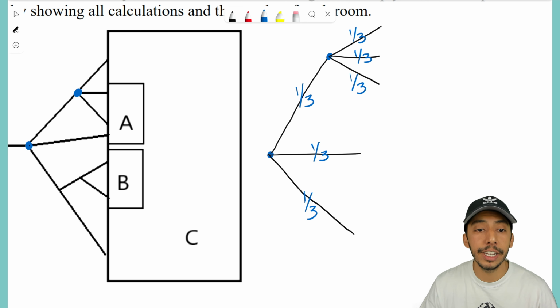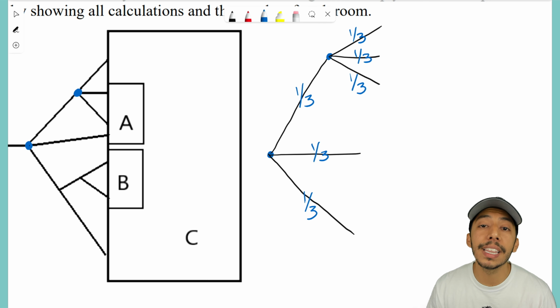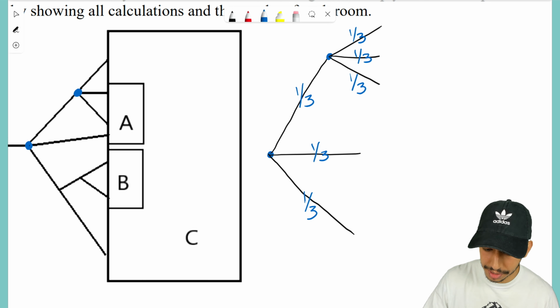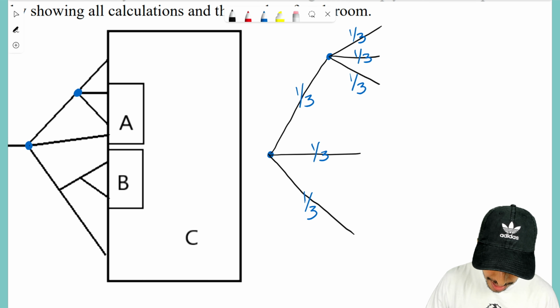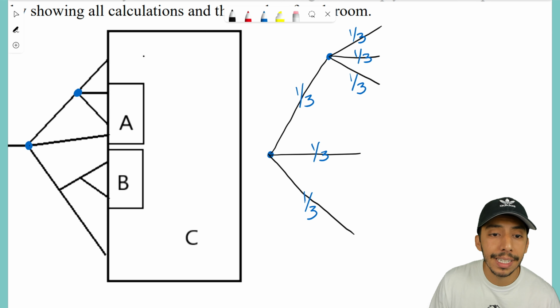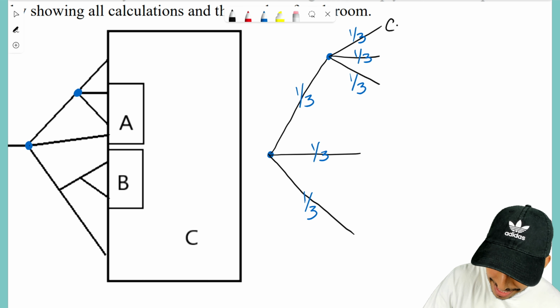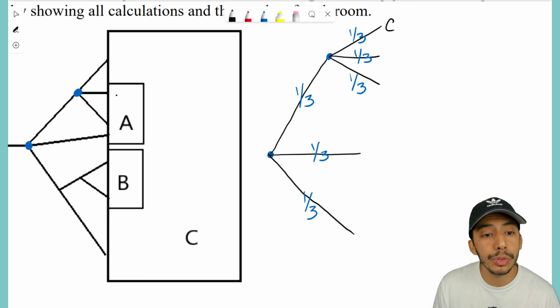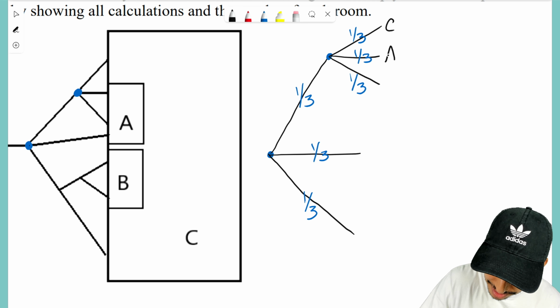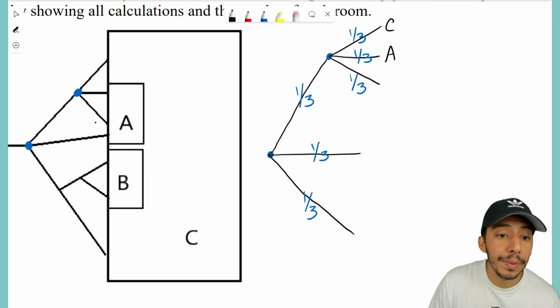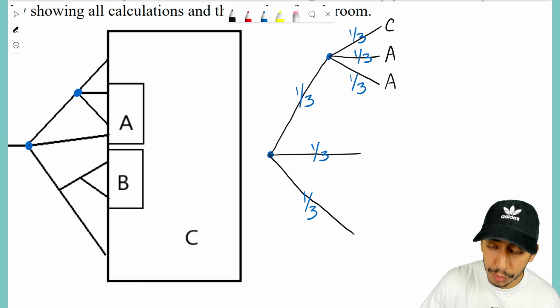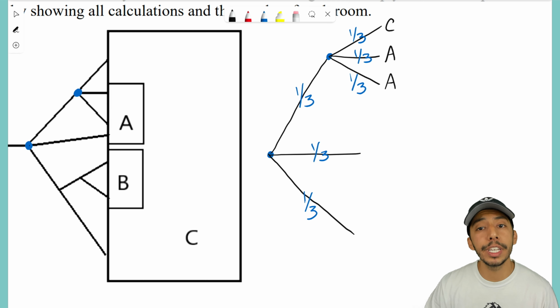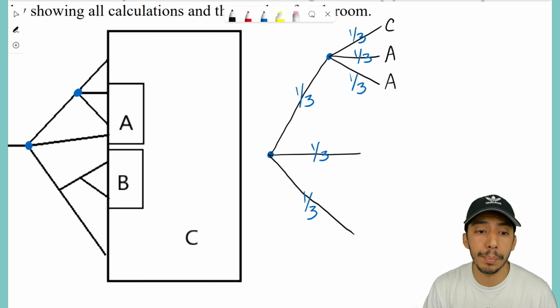Now, we're not done yet, because now that we've gotten to the end of the pathway, we also want to add in the letter for the room that he ends up in. What I mean is, if Speedy the rat went up and then went up again, he actually ends up in this big room here, which is C. So I'm going to label that as C, because that's when he gets to room C. If he goes up and then goes straight down the middle, he's in room A. And then again, going up and then going down, he still ends up in room A. We just want to label these so we know exactly what room he's ending up in.